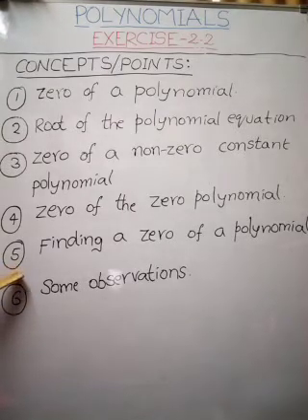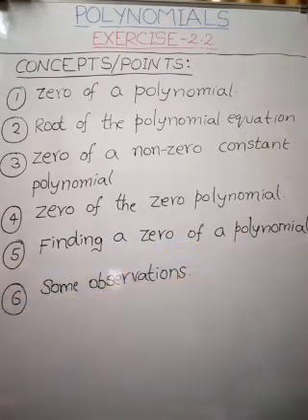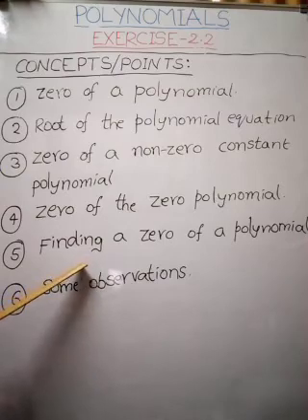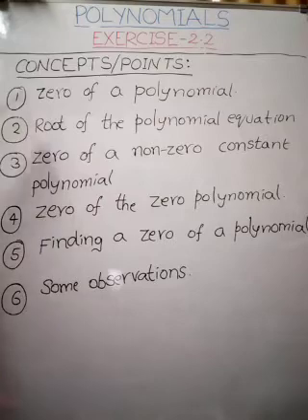And the fifth one, finding a zero of a polynomial. If a polynomial is given, how to find the zero of the polynomial? We discuss this in this point. And the sixth one, some observations. By discussing all these 5 points, we get some observations. We discuss those points also here. Okay, my dear children? Right.